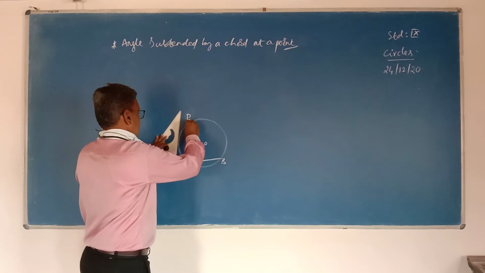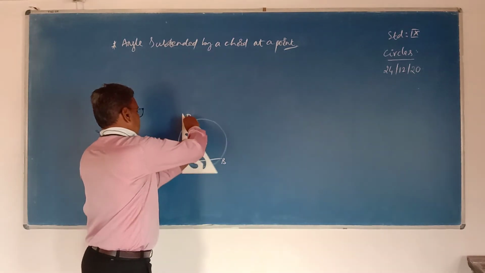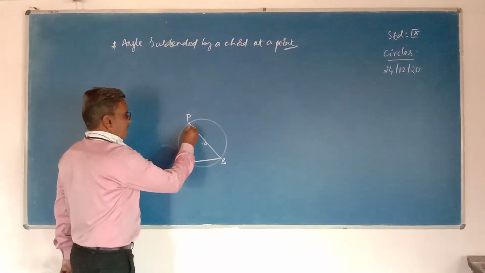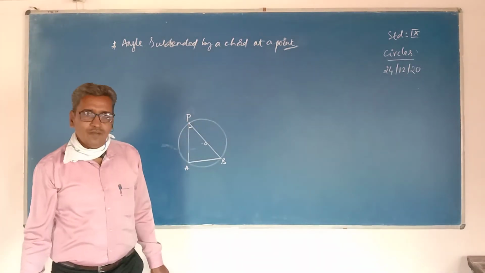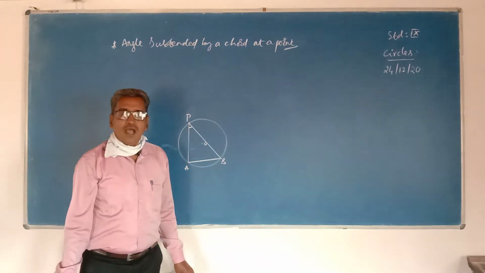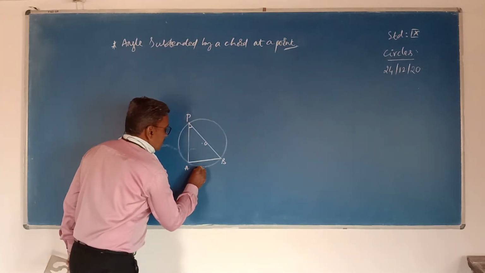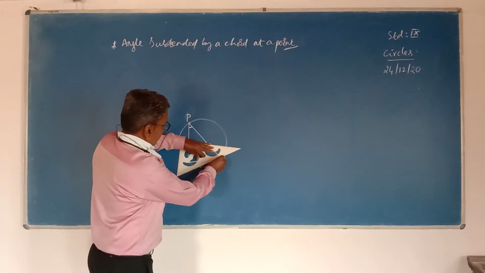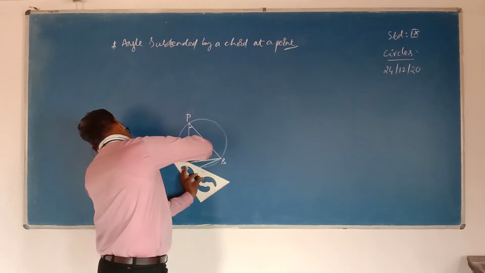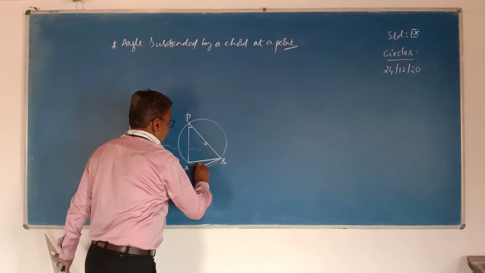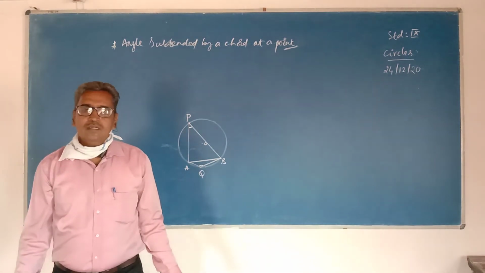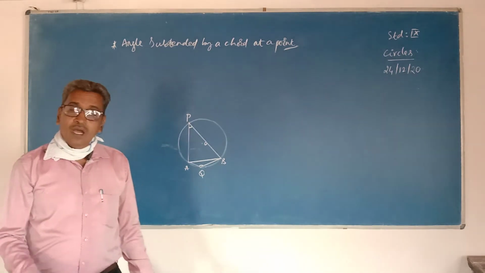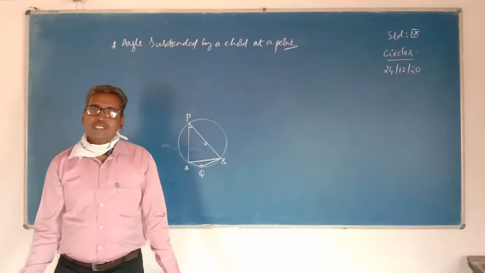So now you can tell the angle subtended by chord AB at P. Angle subtended by chord AB at P means in the major segment or major arc. Similarly, Q is any point in the minor segment or minor arc, and angle AQB is the angle subtended by chord AB at Q. How these angles are related, we can study in the next part.